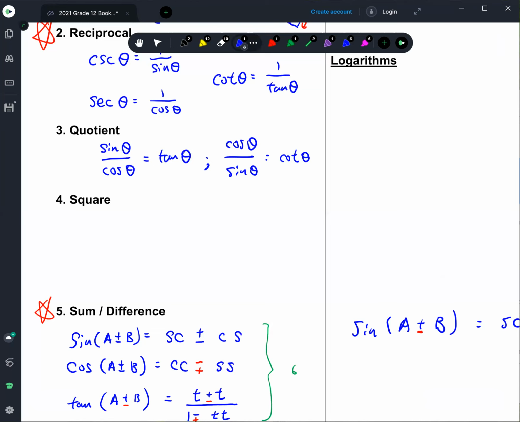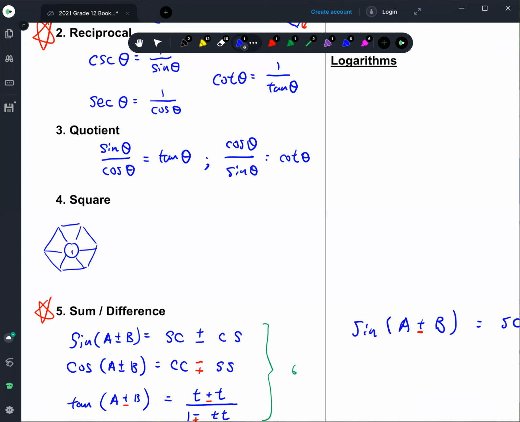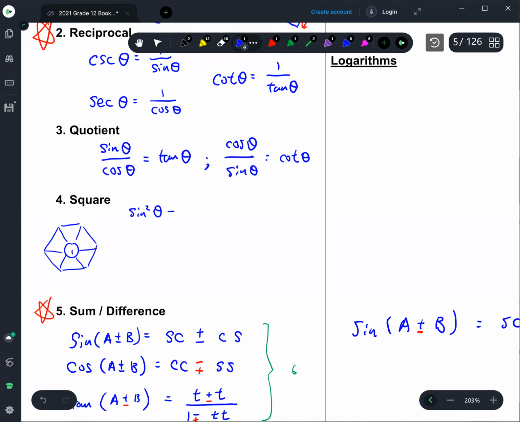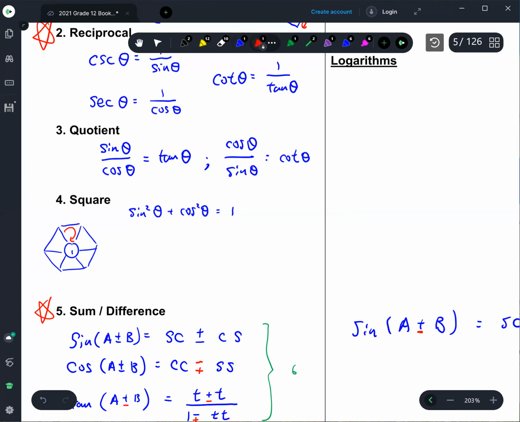And then the square identities. You can use the hexagon. There's sine squared theta plus cosine squared theta. Based on that picture, don't fill into the hexagon. Try to look at the hexagon and then just say the identity equals 1. That's the first triangle. Then you have the second triangle, and the third triangle.